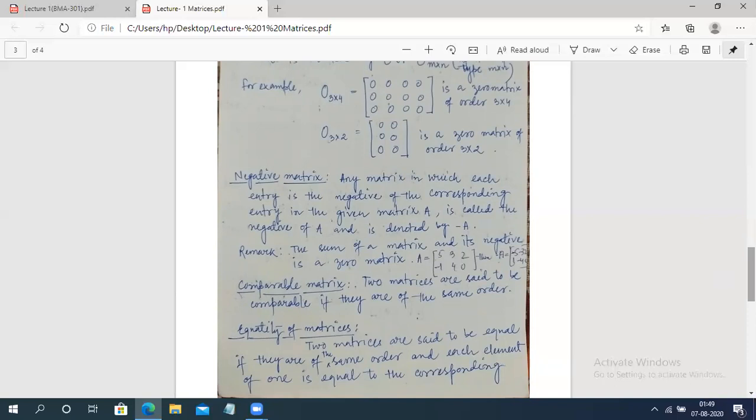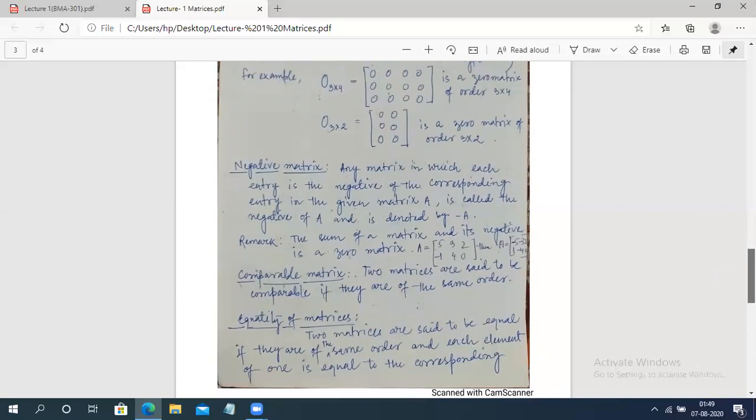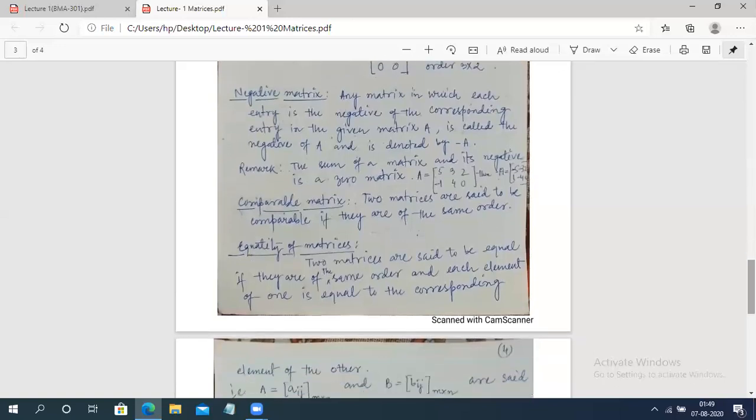Now what are comparable matrices? Any two matrices are said to be comparable if they are of the same order. दो मैट्रिक्स को तभी कंपेयर कर सकते हैं if their order is same.